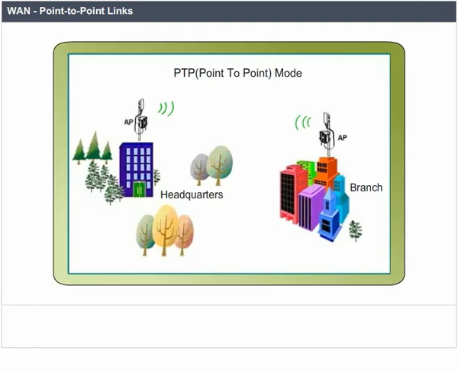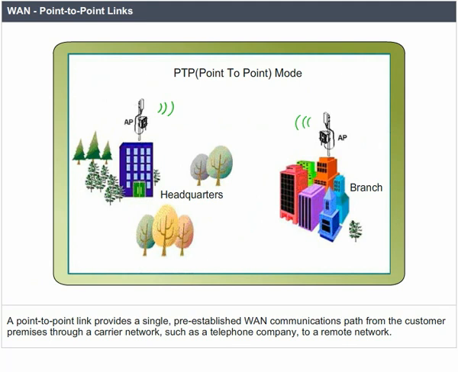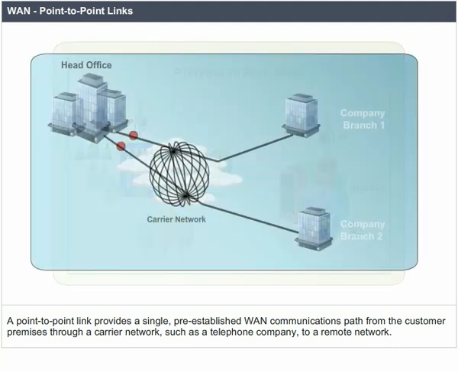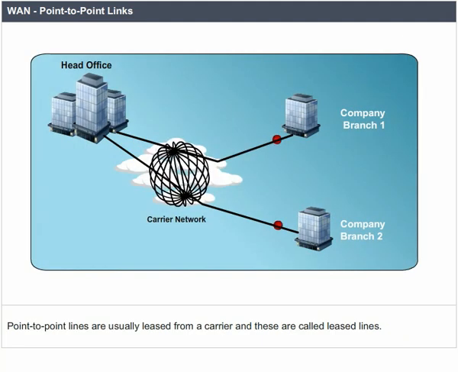WAN, point-to-point links. A point-to-point link provides a single pre-established WAN communications path from the customer premises through a carrier network, such as a telephone company, to a remote network. Point-to-point lines are usually leased from a carrier, and these are called leased lines.